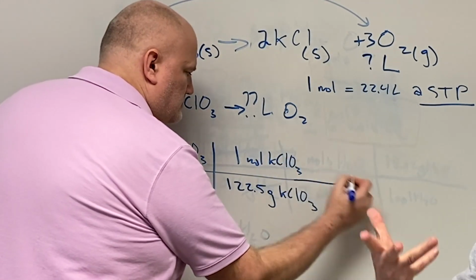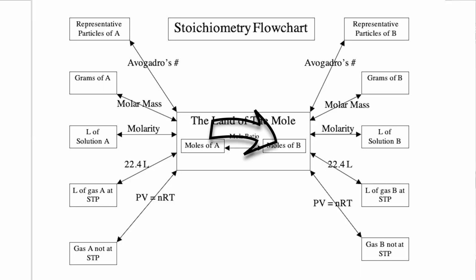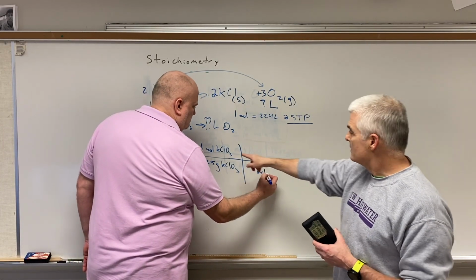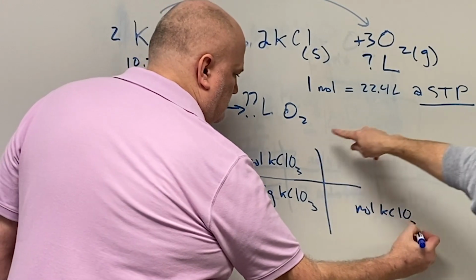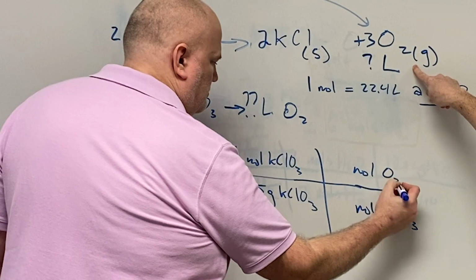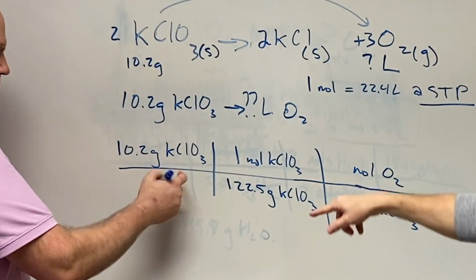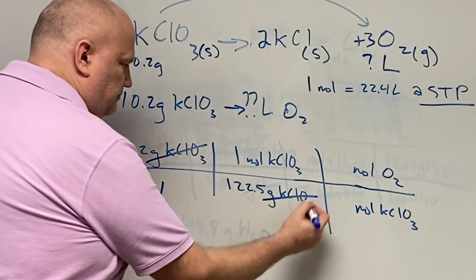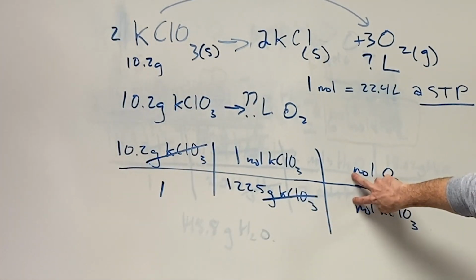Now, in the land of the mole, where are we at? We're at the moles. Now we're going to go from moles to moles. So why don't you write out the moles to moles without the numbers. The moles of KClO3 is at the top, and we're going to put moles of KClO3 on the bottom, and I want to convert to moles of oxygen. Now, we forgot one thing here. Yeah, you forgot the 1. That is true, but we also forgot to cancel the grams. Oh, yeah.